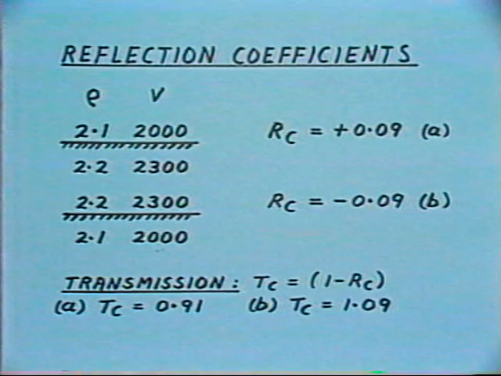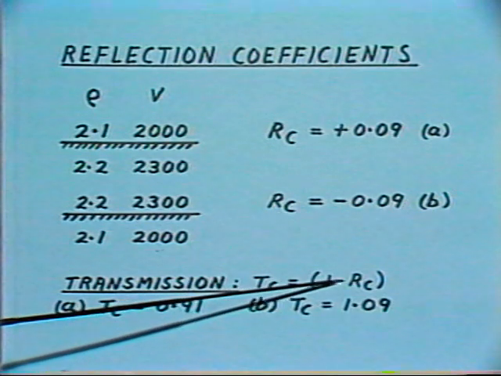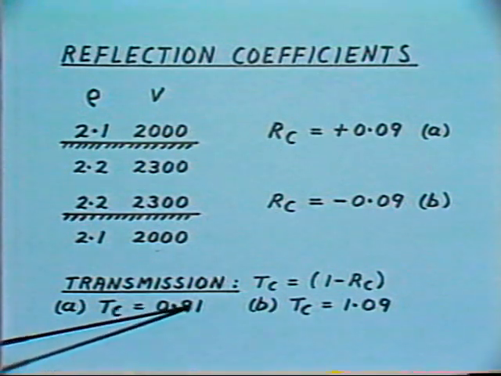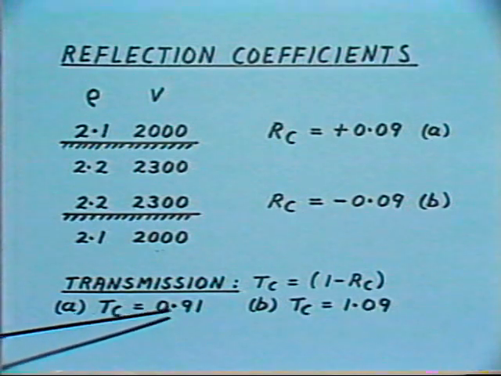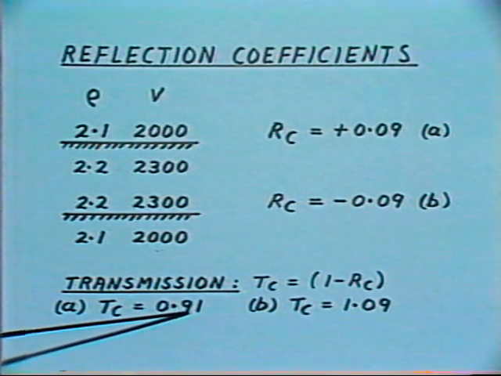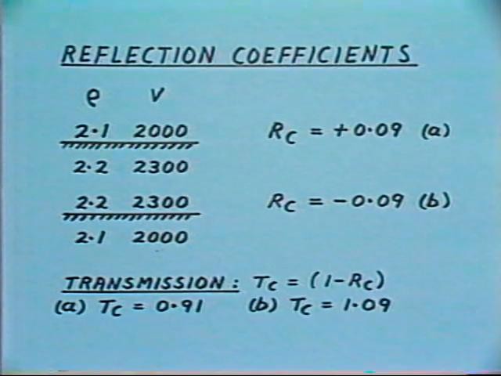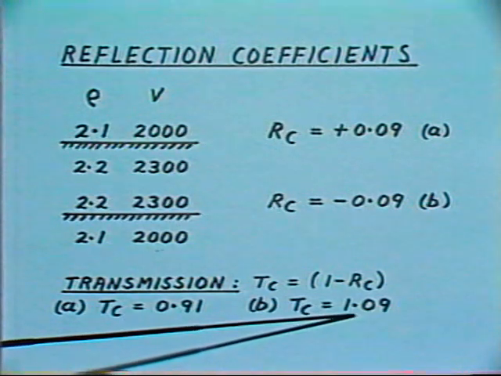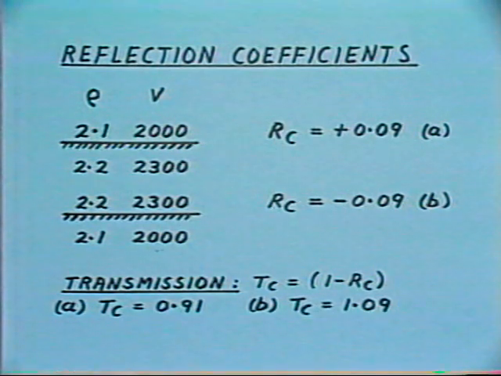If we look at the amplitude of the transmitted rays, and remember that they were determined by a factor of 1 minus the reflection coefficient, then for the first situation here, the factor would be 0.91, which means the amplitude of the transmitted ray is 91% of the amplitude of the incident ray. In the second case, the amplitude would be 1.09. Now at first sight it may appear that there's something wrong, that the amplitude of the transmitted ray is greater than the amplitude of the incident ray.